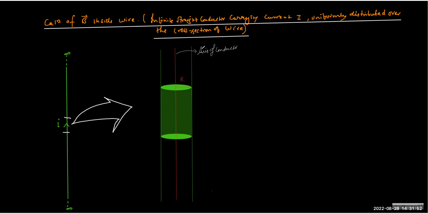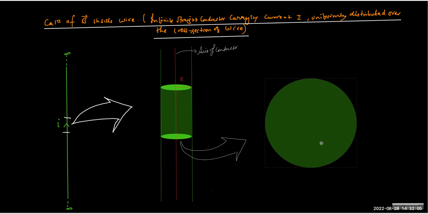So now if you zoom out the base part only, what you can see is the circular cross section. I'm just zooming to make it easier. You can see the thin wire has radius R, and the current I is spread over the entire cross section, not at one point, right? Yes, sir.